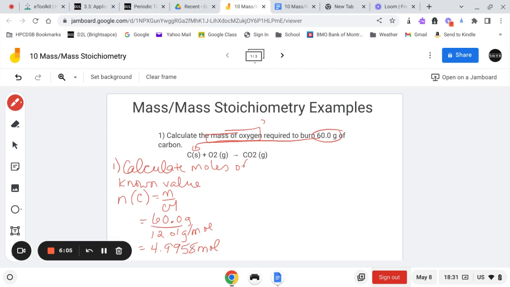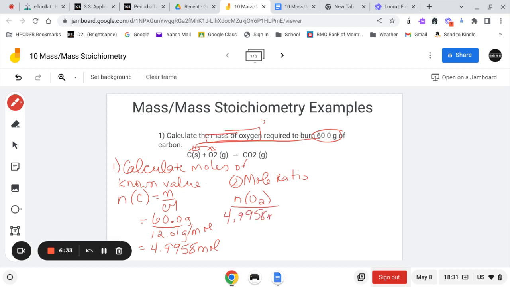Well, step 2 requires us to set up a mole ratio, because what we have to do is move from carbon over to oxygen. That's what they're asking us to solve for. So this is where we now set up the mole ratio. And remember what we do. We put our unknown in the numerator. So we want to figure out the moles of oxygen, and we compare to the actual values out of the question.